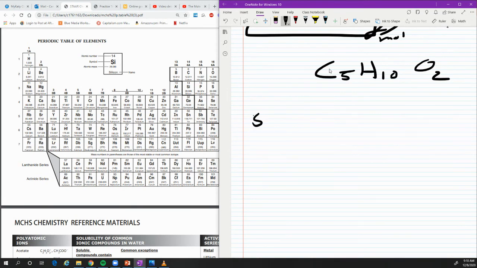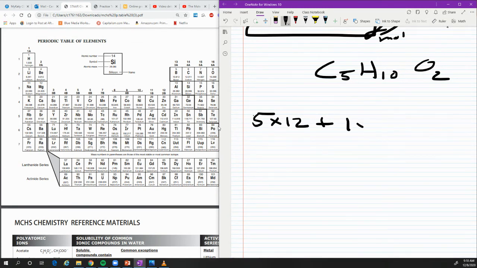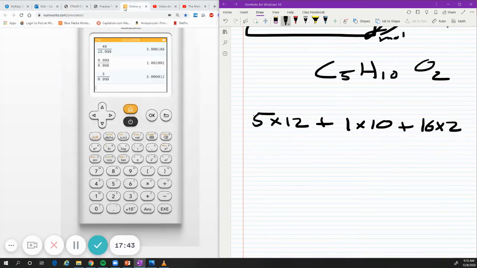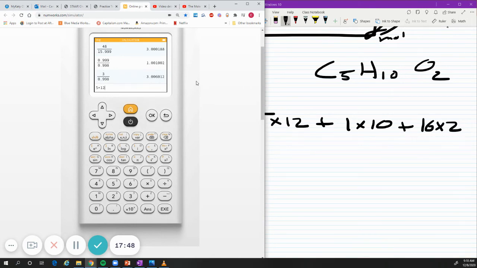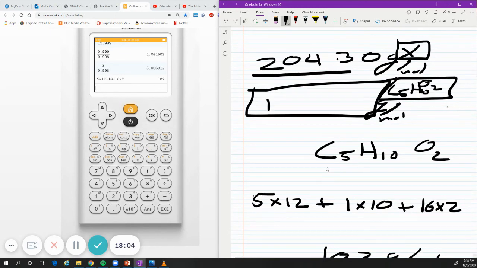So we've got 5 carbons. I know that carbon weighs 12 because I found it here. Plus hydrogen, I know weighs 1, but there's 10 of them. Plus oxygen, I know weighs 16, but there's 2 of them. And when I add everything up, let's see what I get. I get 5 times 12 plus 10 plus 16 times 2. I get that my number is 102 grams. All right, so now I can put this number here, 102.